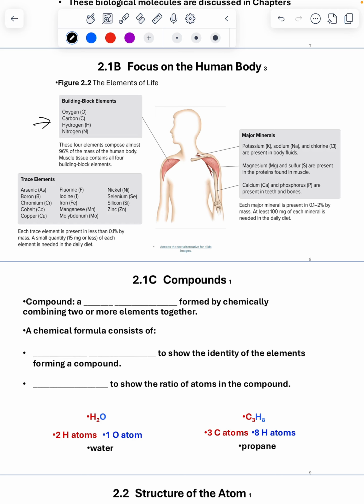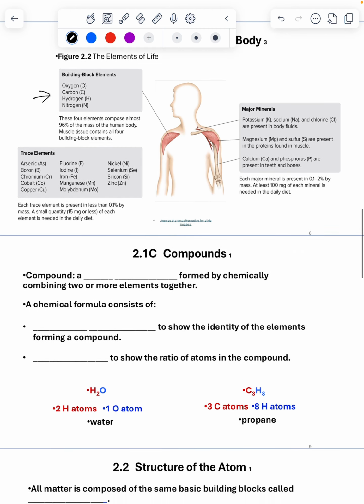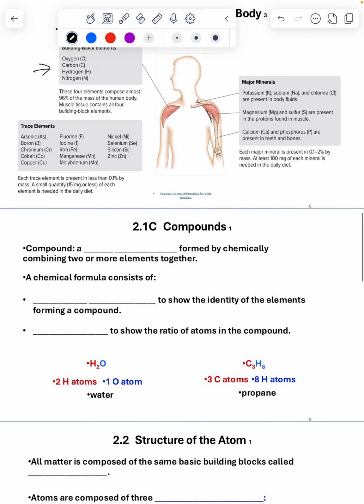And then there's also trace elements which are important, and they're listed here: arsenic, boron, and so on. So all of these are very important in our diet, and so that's why we have to eat the right kinds of foods or take supplements if we're not getting the vitamins and minerals that we need.